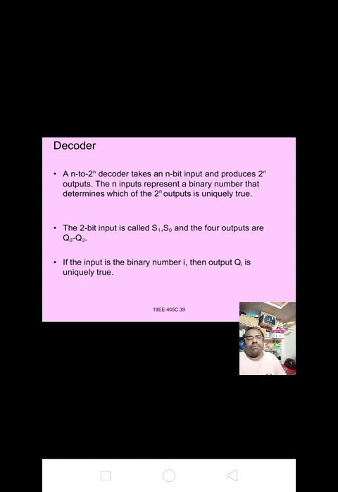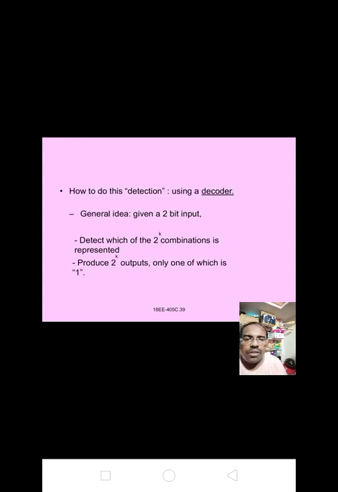The 2-bit input is called S1, S0 and the 4 outputs are Q0, Q1, Q2, Q3. The 3-bit input is called S2, S1, S0 and the 8 outputs are Q0, Q1, Q2, Q3, Q4, Q5, Q6, Q7. If the input is the binary number I, then the output Qi is uniquely true.